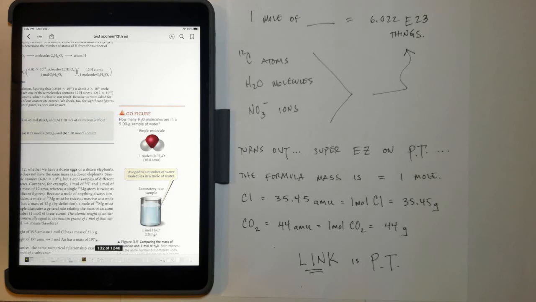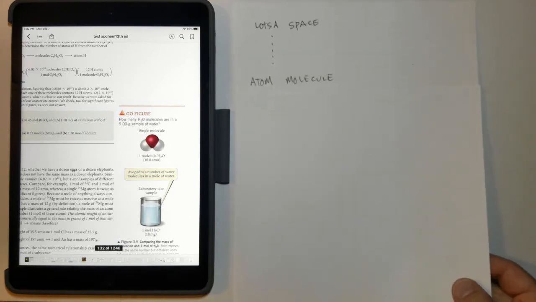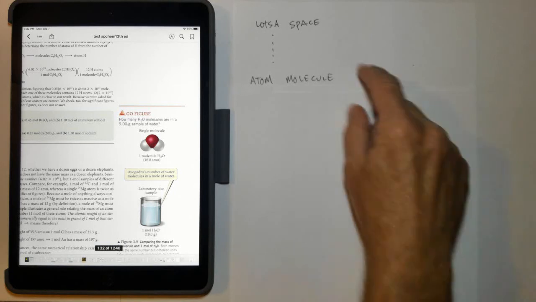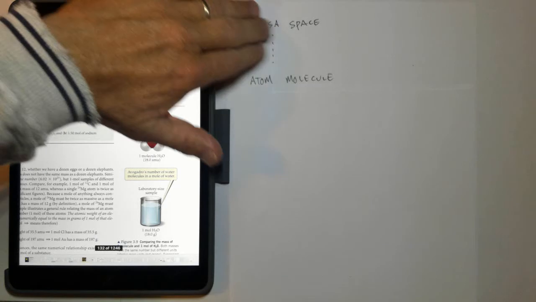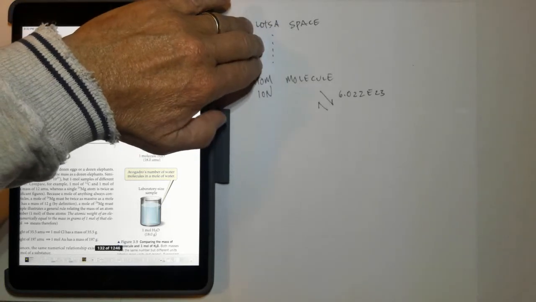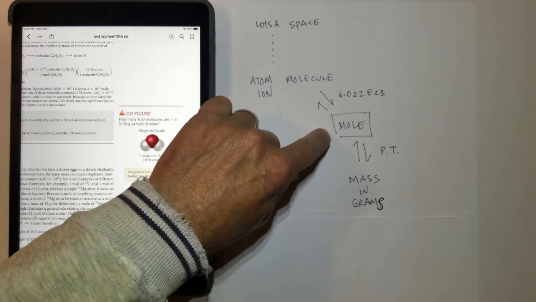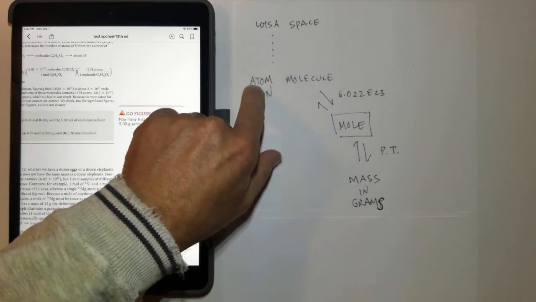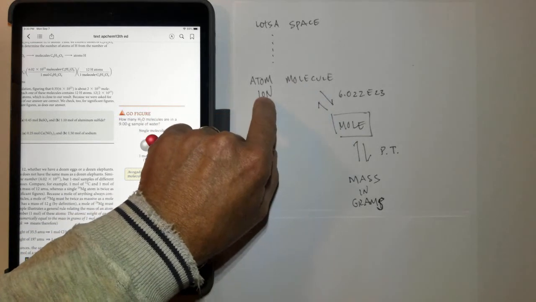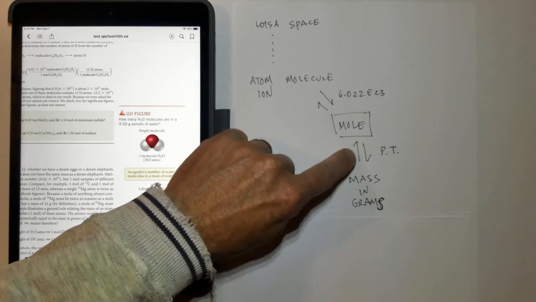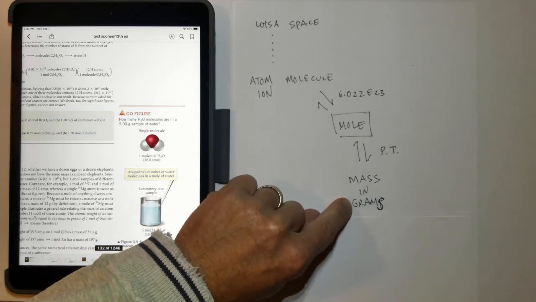So in your notebook now, I'm going to ask you to leave lots of space. Go to a new page if you need to, because we're going to write a large diagram in the middle of the page. Just skip a bunch of lines right here and start in the middle of this diagram. Start right here with a box that says the mole in it. Draw a couple of arrows going up here to the left and write the words atoms, molecules, or ions. And then down here, draw a couple of arrows and put mass in grams right down here.